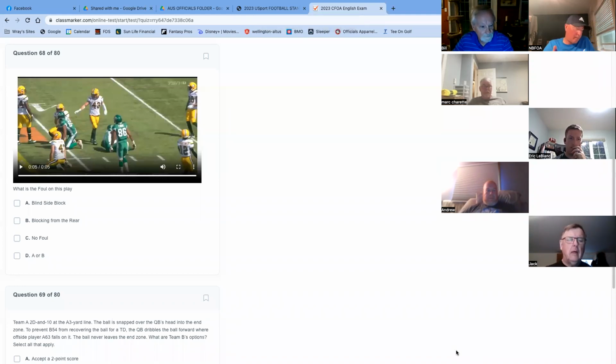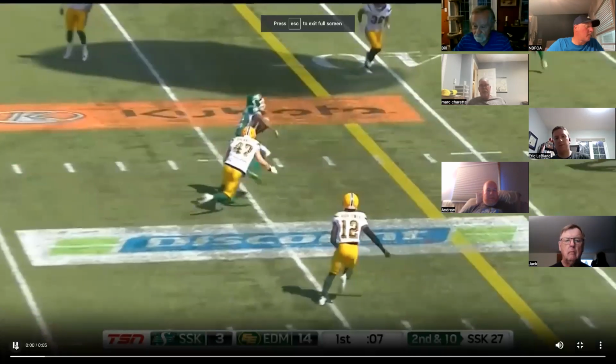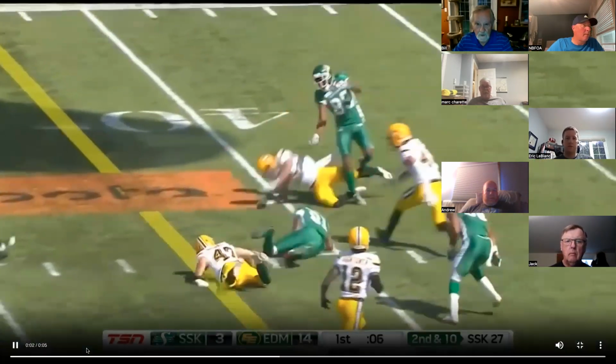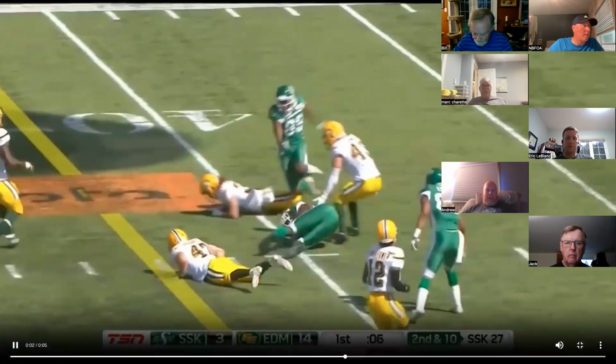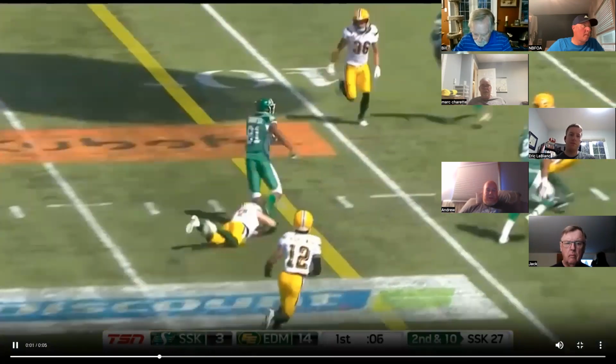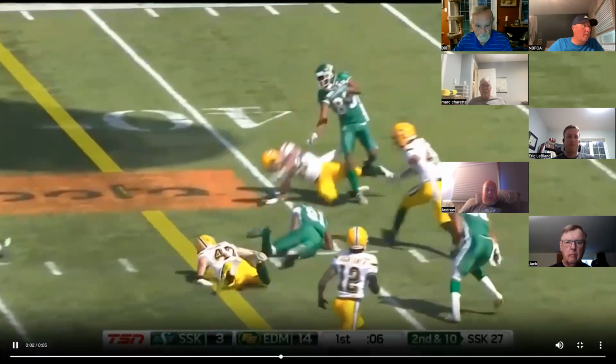Well, it can't be one. I think you could argue it was a block in the rear as well. It's a little weaker, but the guy is running back towards his own end zone. Oh yeah, it's definitely a blindside block. It definitely meets the criteria for a blindside block. Yeah, I call the blindside before the block in the rear. I agree too, but I figure the reason it's not a block in the rear is because it's shoulder to shoulder. Blindside, I think, is the only one you can give it.